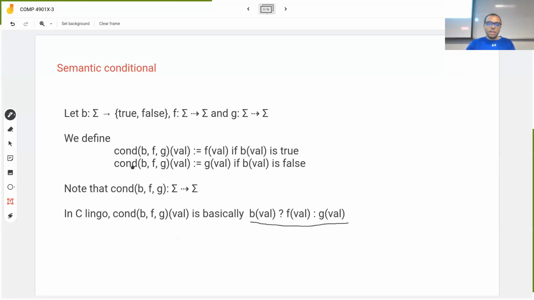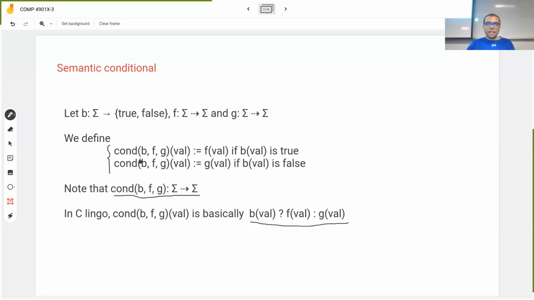Okay, so if I write a conditional of B, F, G, what I mean is that check B, and if B is true, do F. If B is false, do G. But this is also a function. So conditional BFG is also a function that maps states to states, and it's also a partial function. And this is the definition.